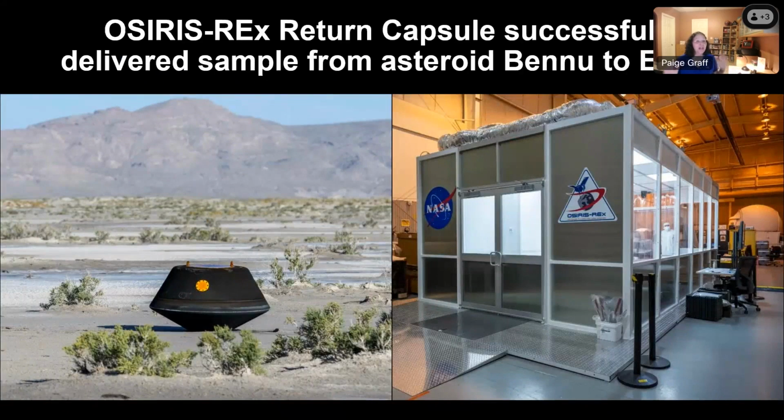So that video, while yes, we landed successfully, that buildup and knowledge of visiting asteroid Bennu, which is a carbonaceous asteroid, while that OSIRIS-REx return capsule successfully delivered sample from asteroid Bennu to Earth. There it is on the left in the Utah desert. There's the temporary curation facility that was put together in preparation to receive that sample.